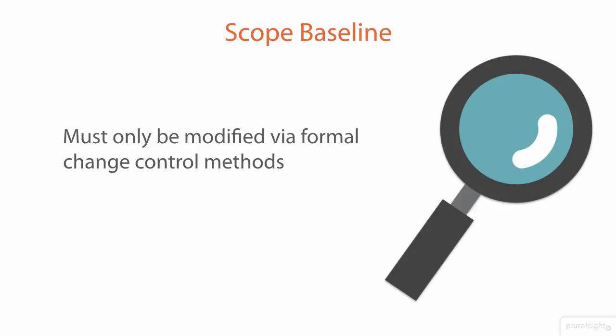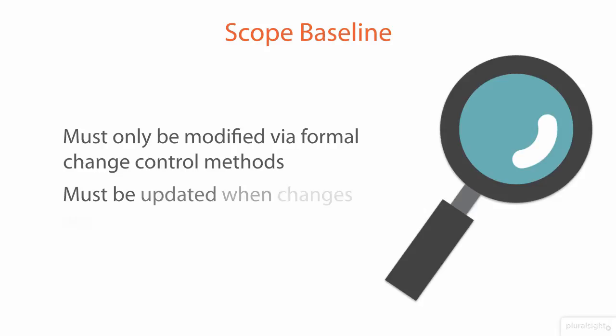The scope baseline, because it's so important as a comparative device, must only be modified via formal change control methods. We can't just willy-nilly go and change things in here without informing everyone in a process that we've already set and agreed upon, because we could end up doing the wrong type of work, or working on an older version, or not including everything that's necessary for the project to succeed.